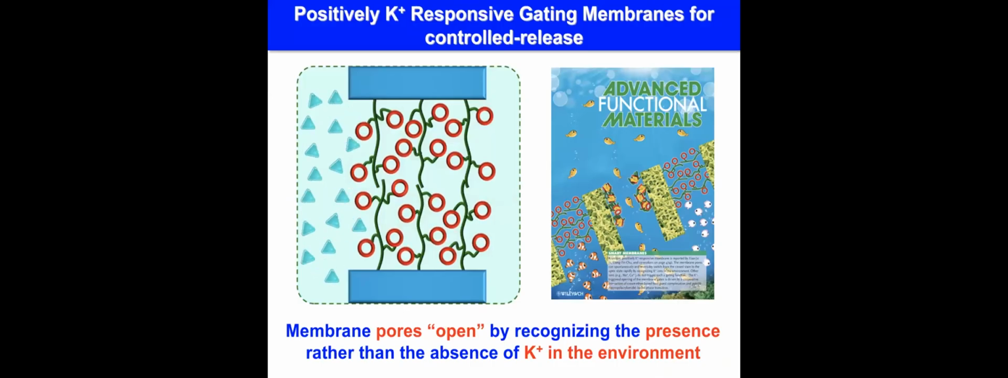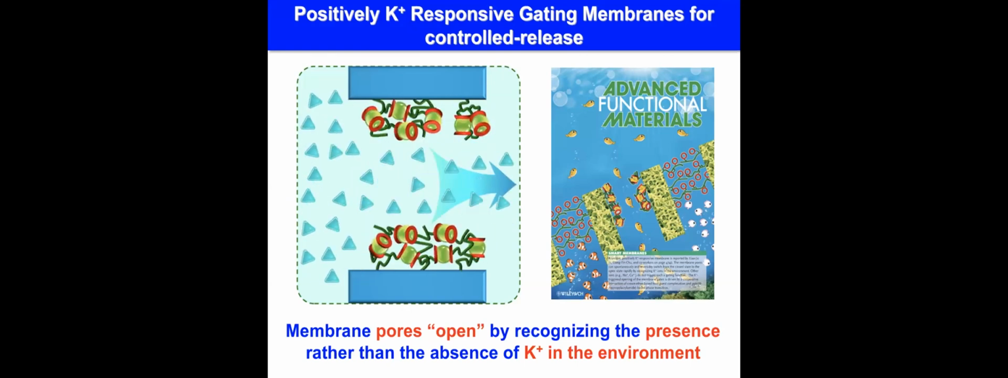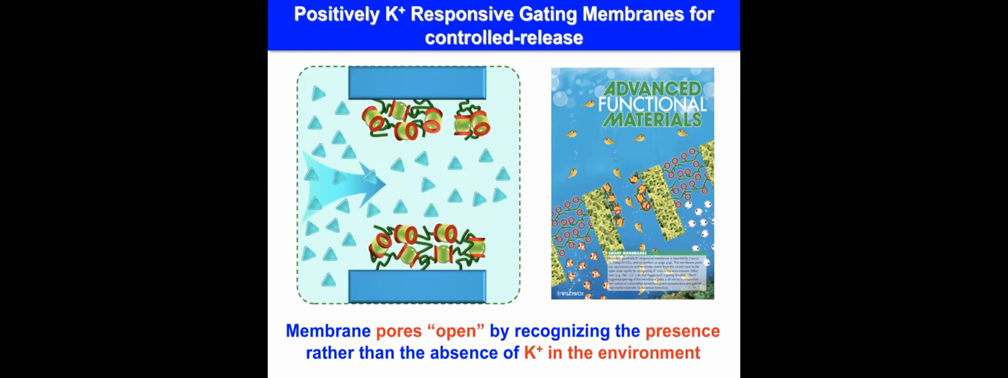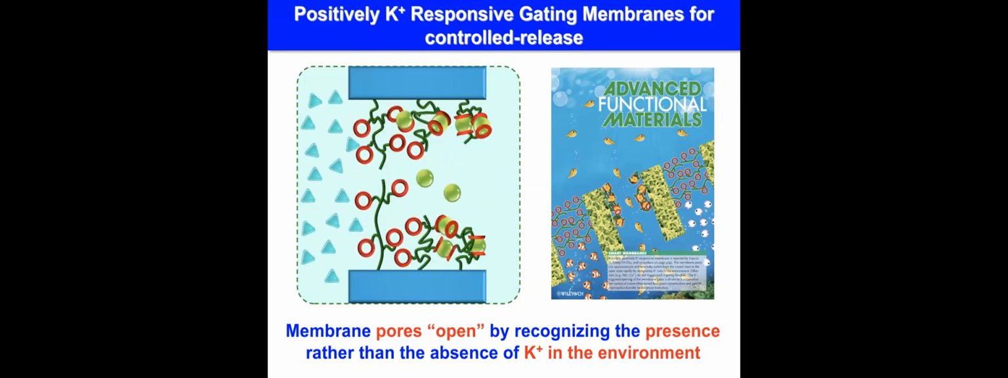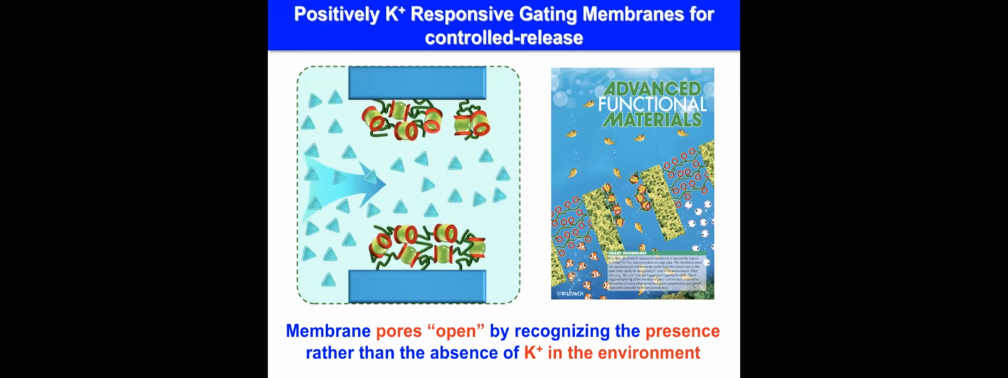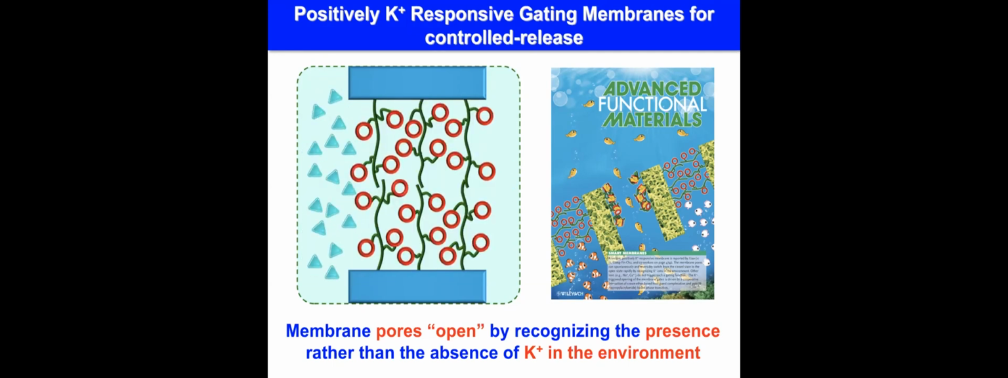And here we designed 2 kinds of ion responsive membranes. One is a positively potassium responsive gating membrane. The membrane pores open by recognizing the presence rather than the absence of potassium ions in the environment.